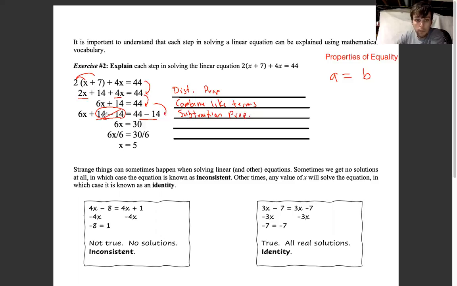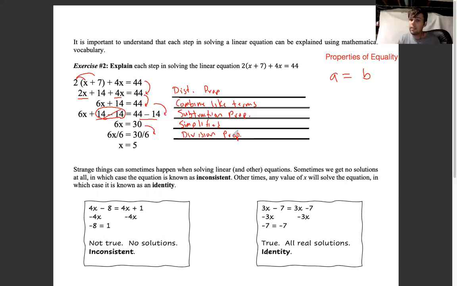What did we do next? Well, we performed the subtraction, right? We just simplified. We actually performed the calculations. We did 44 minus 14. We did 14 minus 14 is 0. How did we get to this step? We're dividing both sides by 6, which is the division property of equality. Division property. This is how you would sort of formally write this stuff down, making sure that you're citing the properties of equality and the reasoning behind all the steps.